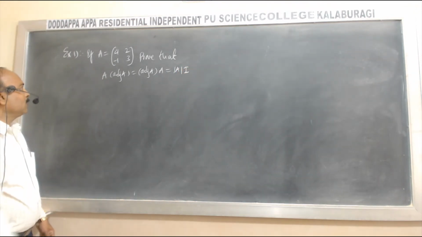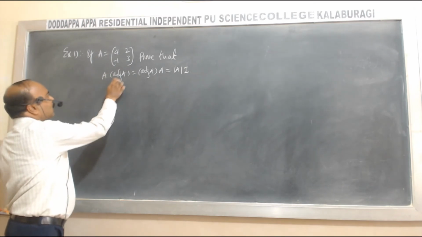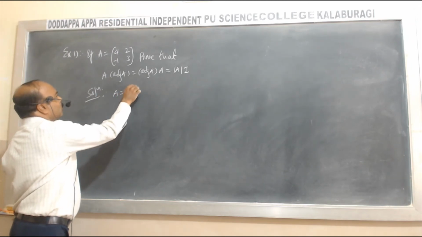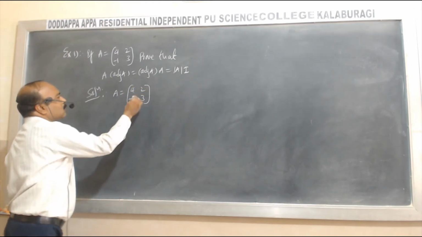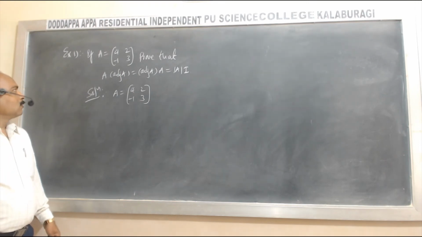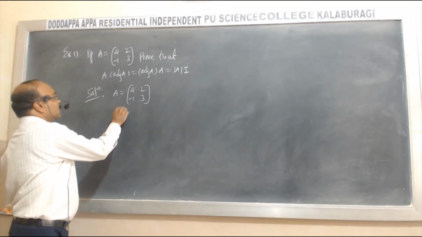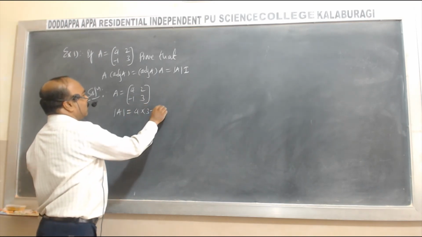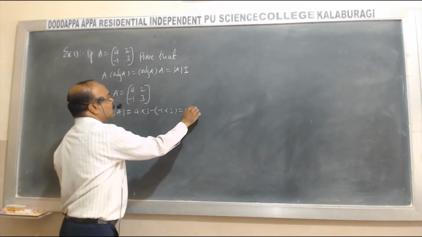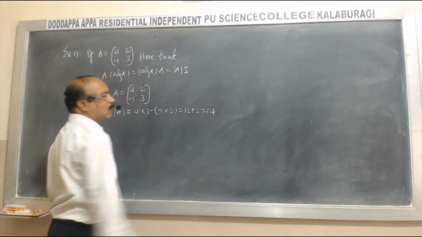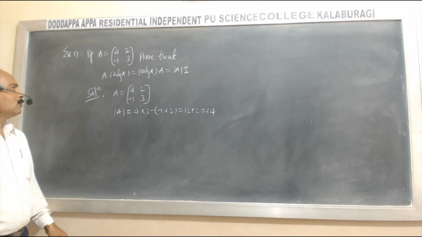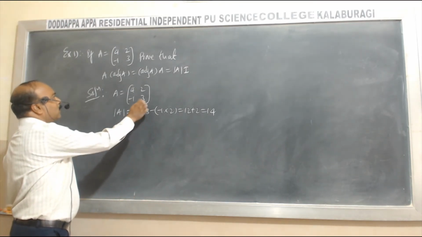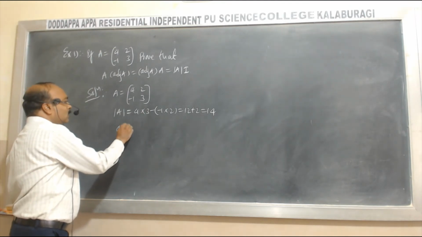Now we go one by one. First we calculate A into adjoint of A. Here the given matrix is [4 2; minus 1 3]. It is a given square matrix. First we calculate determinant of A. Determinant of A is 4 into 3 minus minus 1 into 2. It is 12 plus 2, which is equal to 14. So determinant of A equal to 14. After that we find adjoint of A.